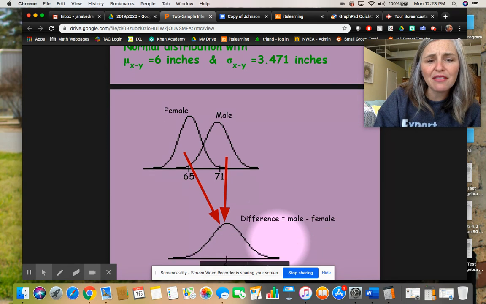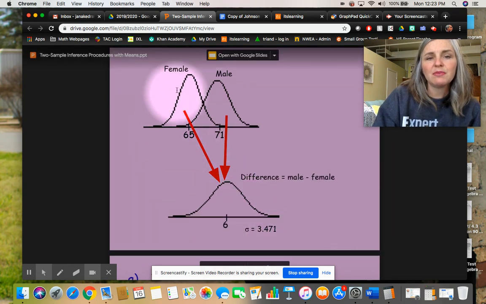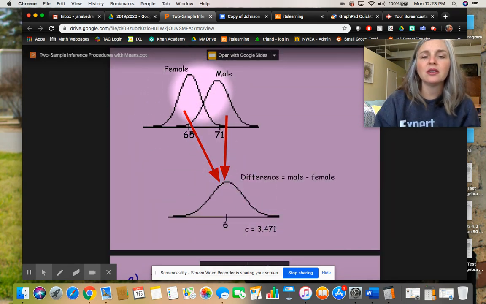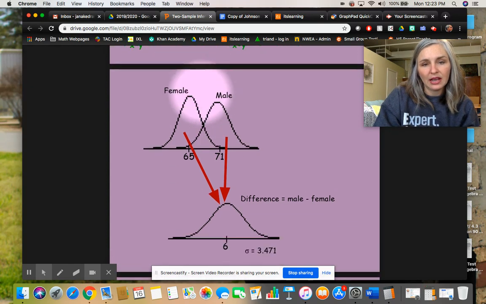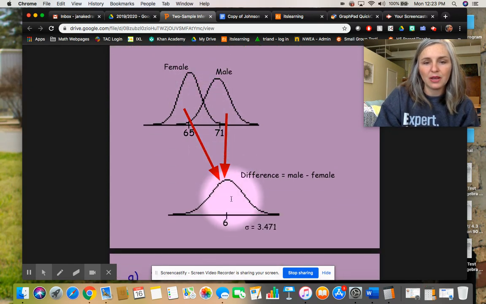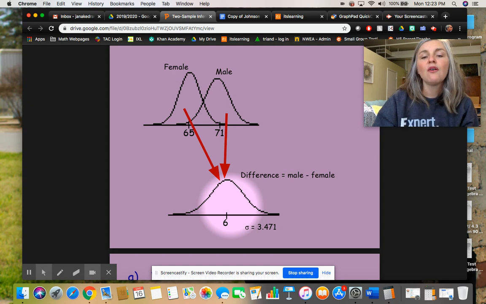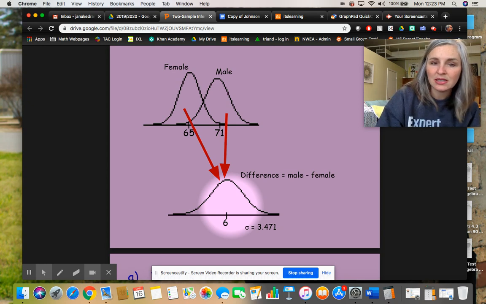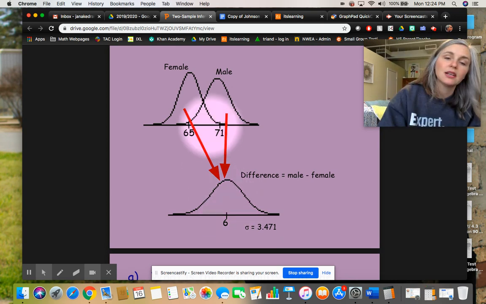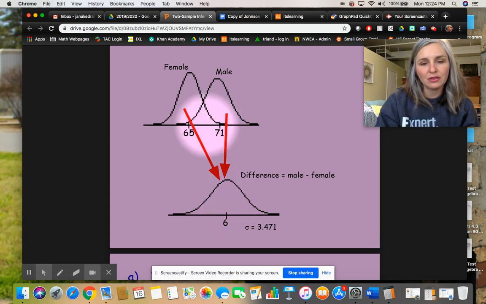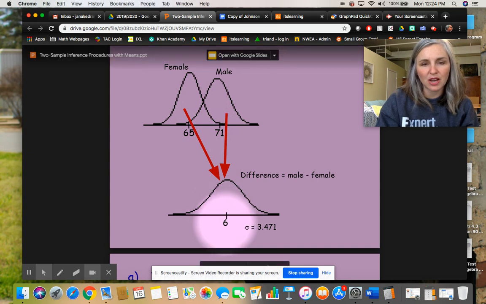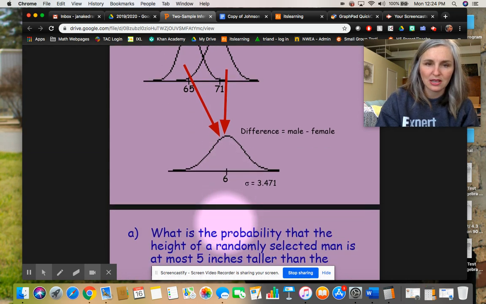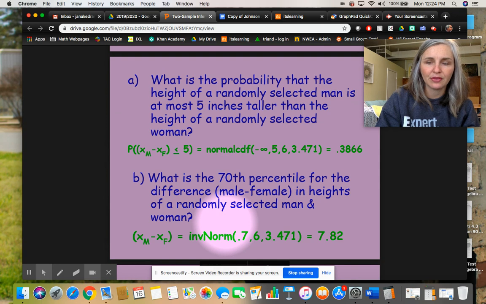If I graph that, so here's my female and my male together, and then we subtract them, we end up with this curve right here with a standard deviation of 3.471. And our mean is, I'm pointing at the screen like you can see that, right here in the middle when I subtract 71 minus 65, okay?